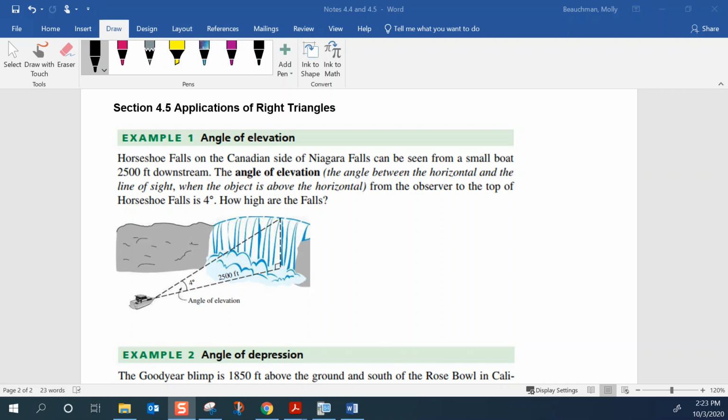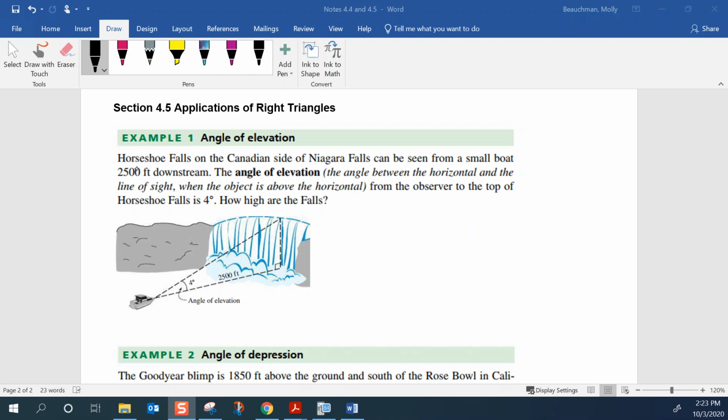In this video, we're going to take a look at two applications of right triangles. In these two examples, we're going to look at angles of elevation and angles of depression. So applications of right triangles mean that we're going to have word problems that when we draw a picture of it, it's going to result in a right triangle.